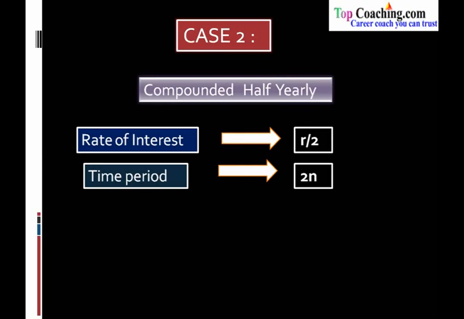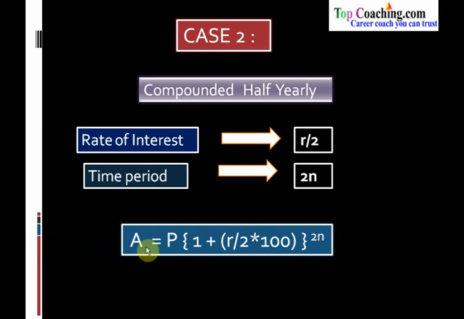If we are investing for 2 years, then the number of cycles becomes 4, because again we are compounding or calculating it every half year. So that is why the time period now becomes 2n, where n is the number of years. So the formula becomes A equals P into (1 plus R by 2 into 100) to the power of 2n. So in the formula, simply replace R by R by 2 and replace n by 2n, and you get the formula for compounding half yearly.